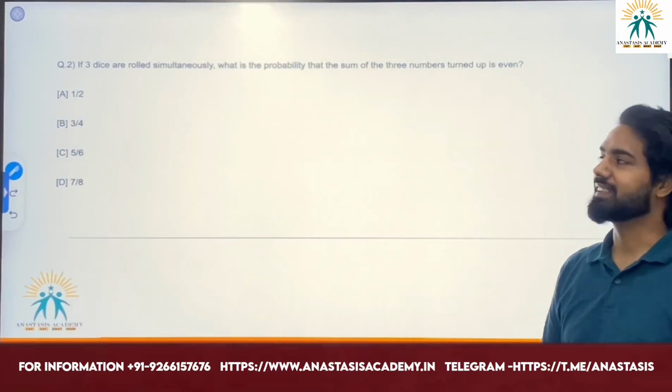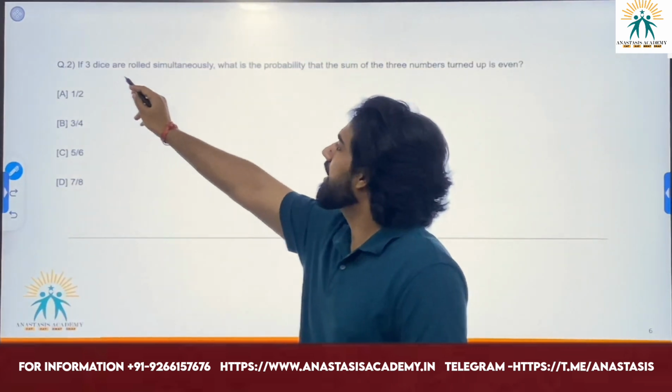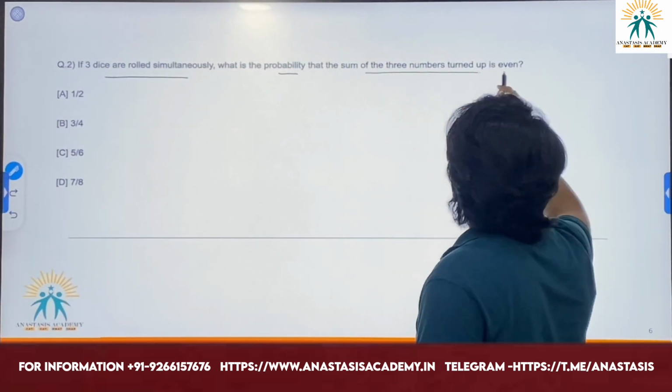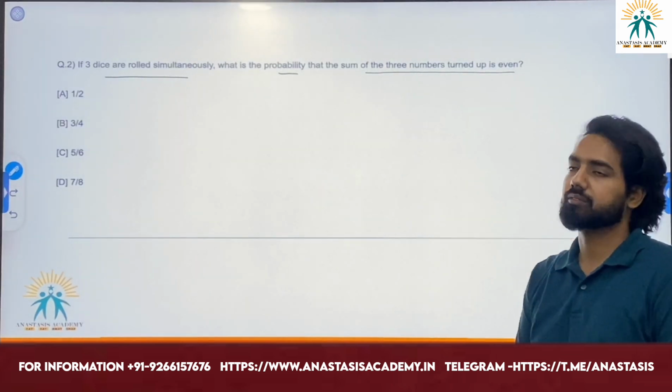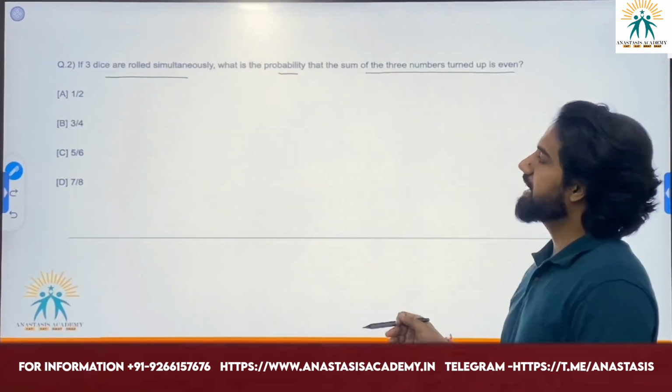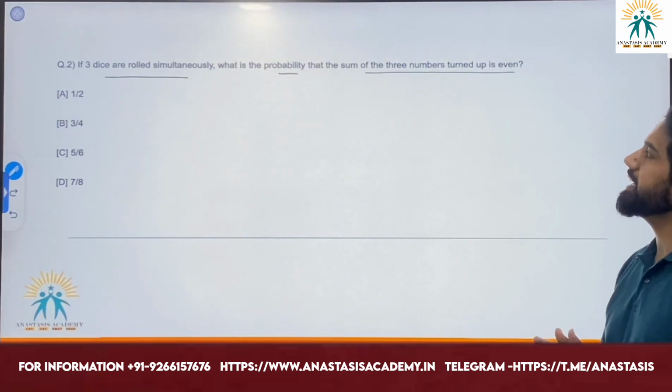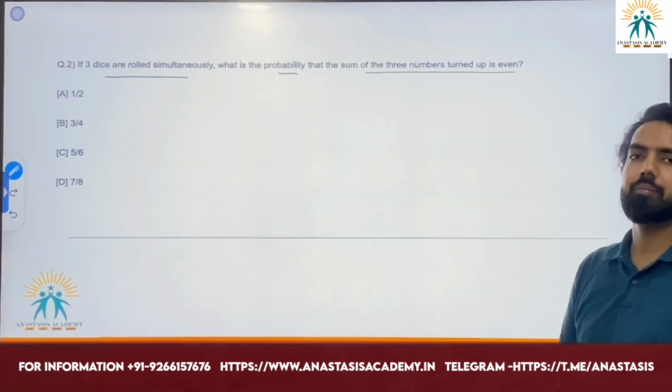Let's solve this question. If 3 dice are rolled simultaneously, what is the probability that the sum of the 3 numbers turned up is even? So 3 dice are simultaneously rolled. I need to find the probability that the sum of these 3 numbers turned up is even.